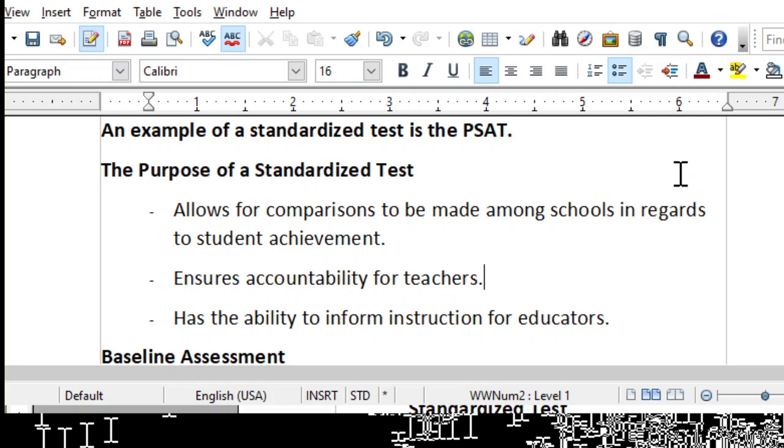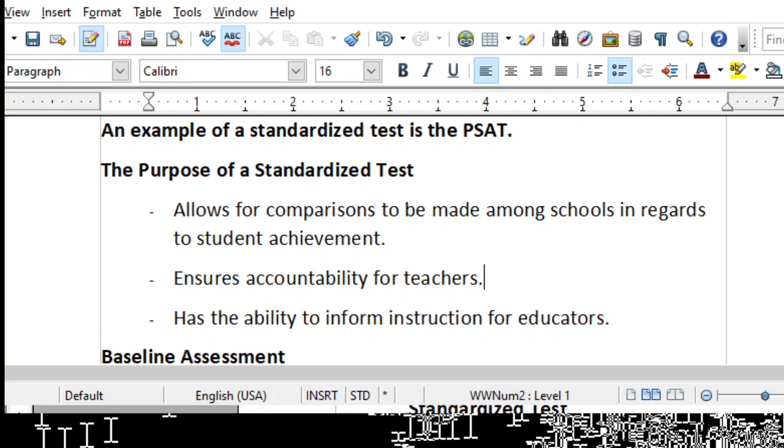About the PSAT is a measuring tool for me as a teacher about how well I'm doing as a teacher. And number 3 has the ability to inform instruction for educators. So based on your PSAT scores, it tells me, the teacher or the educator, what I need to work on with you in the classroom.